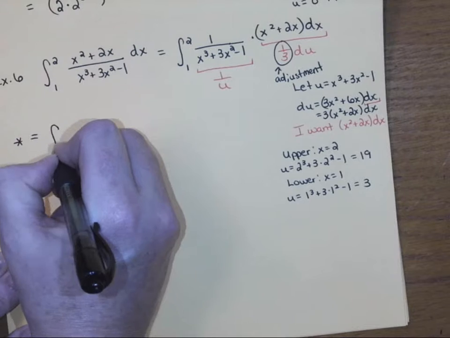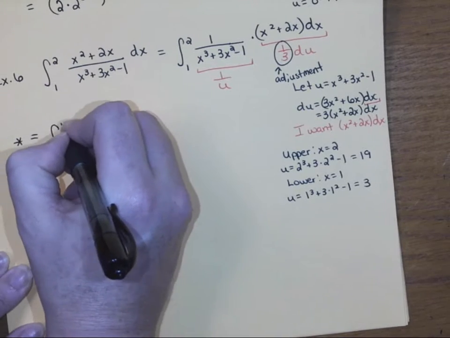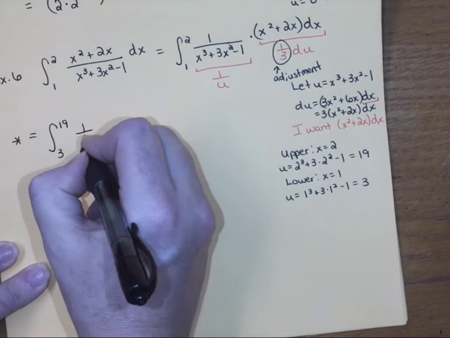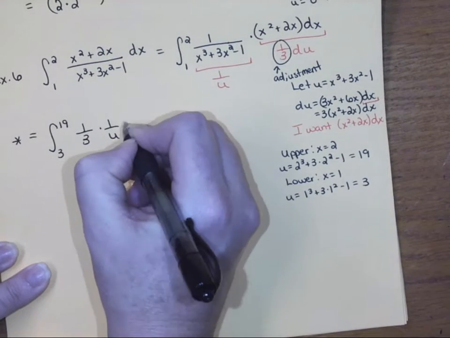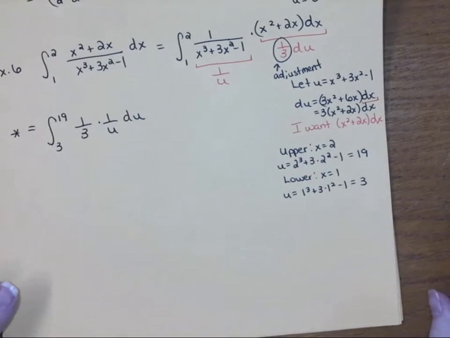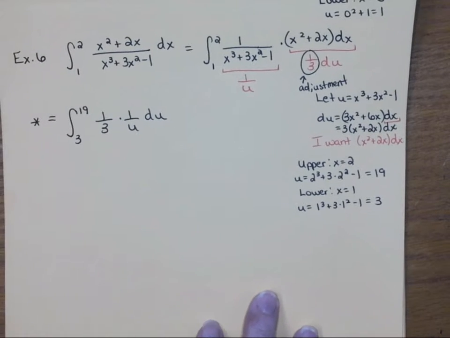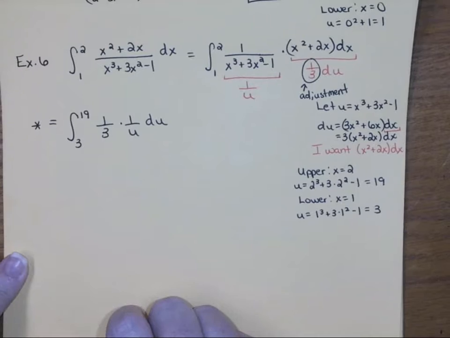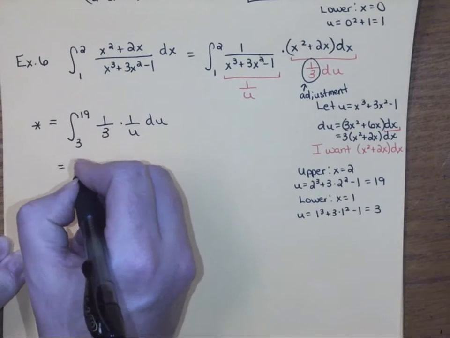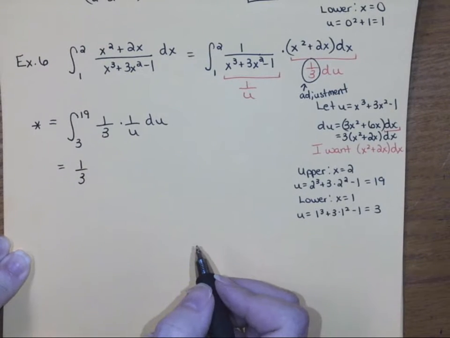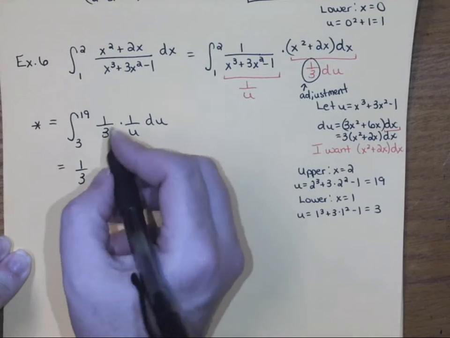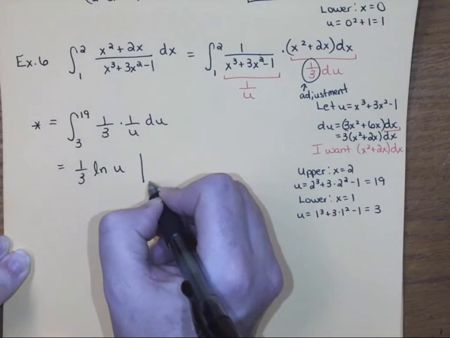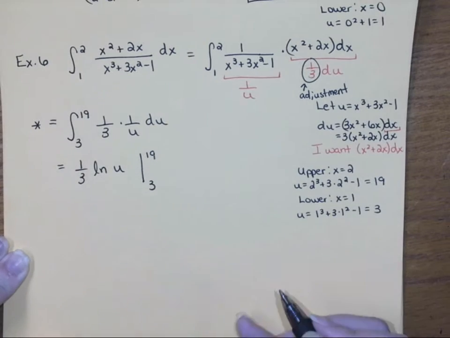So this is what I have. My new integral is quite different from what I started with. It's from 3 to 19, and I have 1/3 times 1 over u du. So notice, if you can get this part right, you're just transferring over all the new stuff that you have, right? So when I have a constant, I pull the constant down. Don't forget this is the special case, right? So this would be the natural log of u, evaluated from 3 to 19.